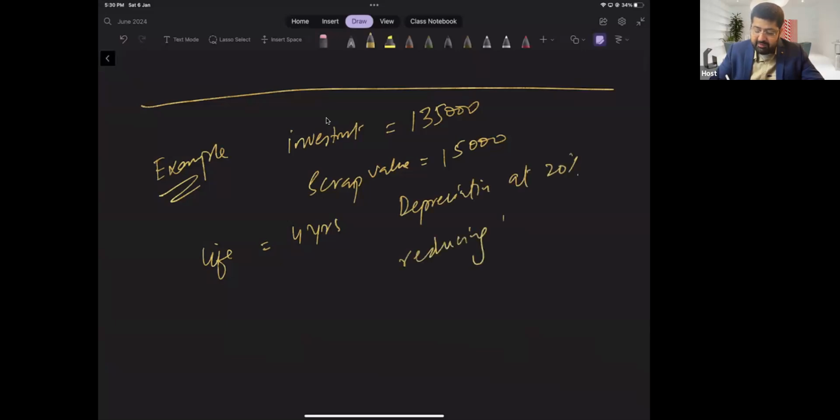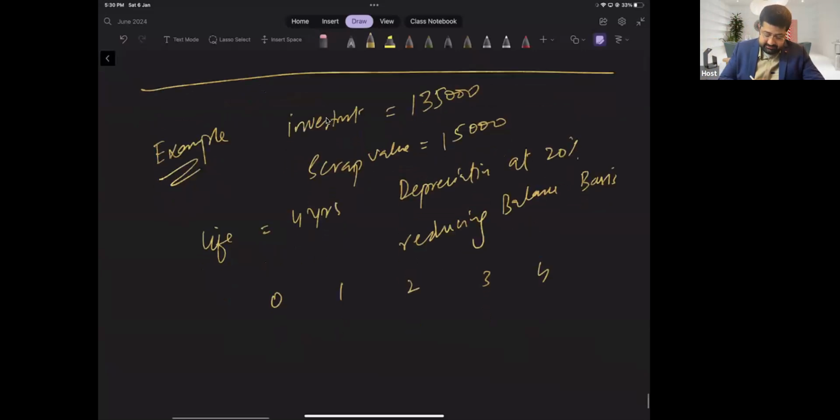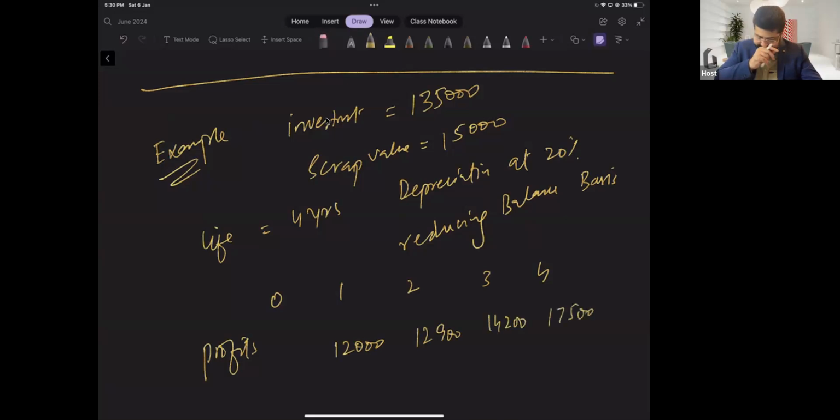reducing balance basis. A bit complex, more. Because straight-line depreciation charge was quite easy to calculate, reducing balance basis. Cash flows of the project are here. Cash flows. Oh, sorry, profits. Profits are 12,000, 12,900, 14,200, and 17,500. These are the profits.